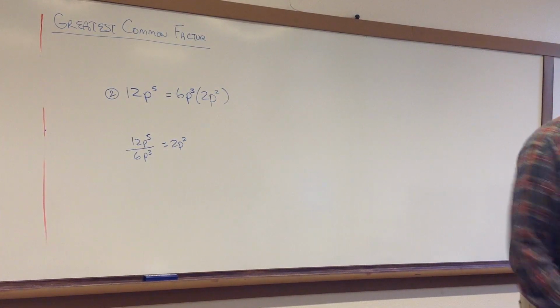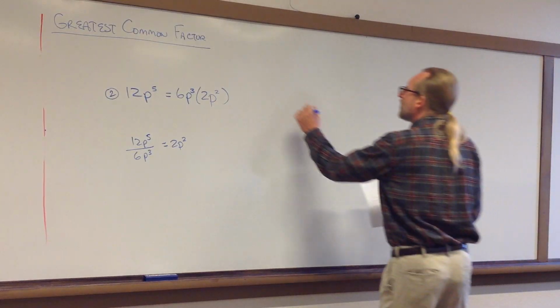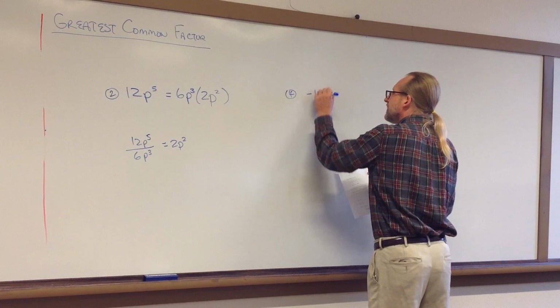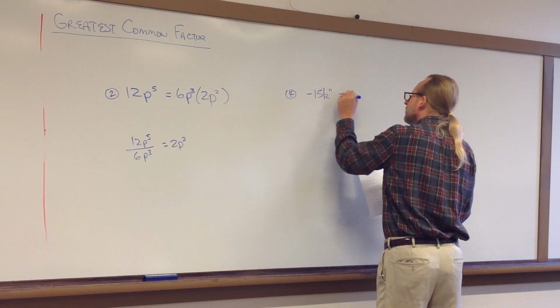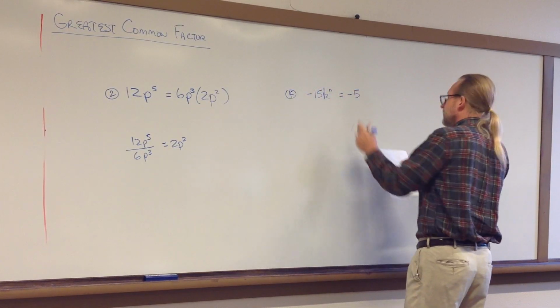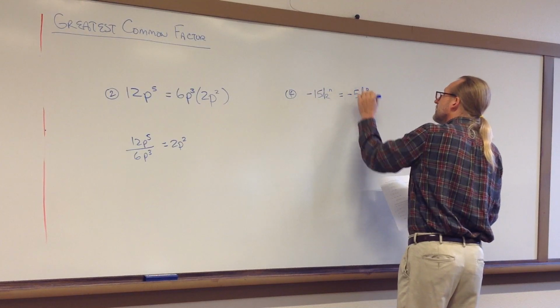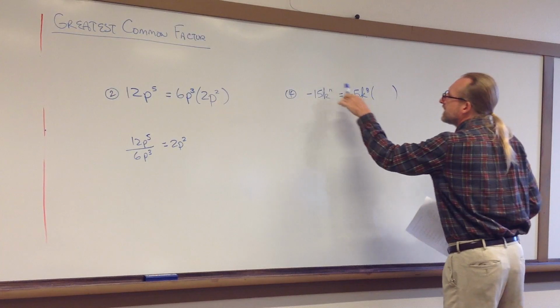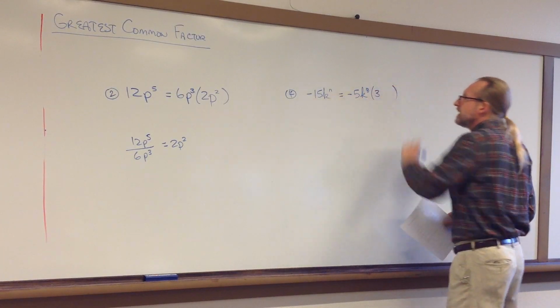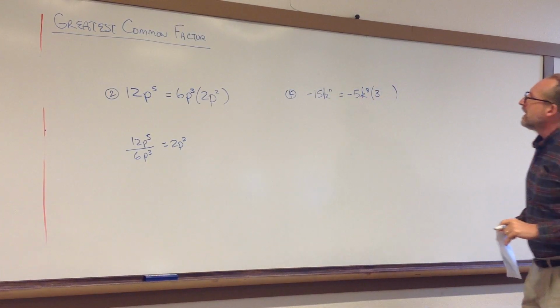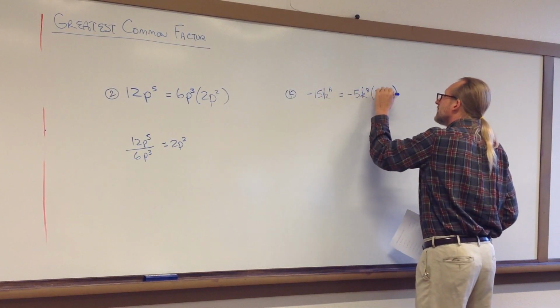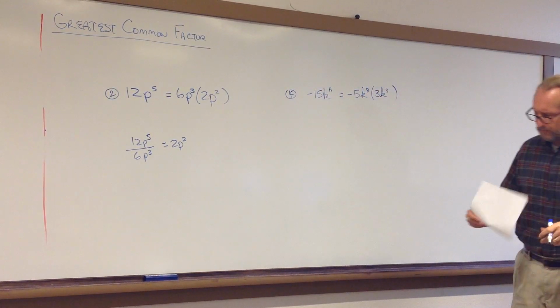Let's see here. Problem 4. What do we have? Negative 15k to the 11th equals negative 5k to the 8th times what? So what do you need to multiply the negative 5 by to get negative 15? That's a positive 3. And what do you multiply k to the 8th by to get k to the 11th? That's k to the 3rd power.